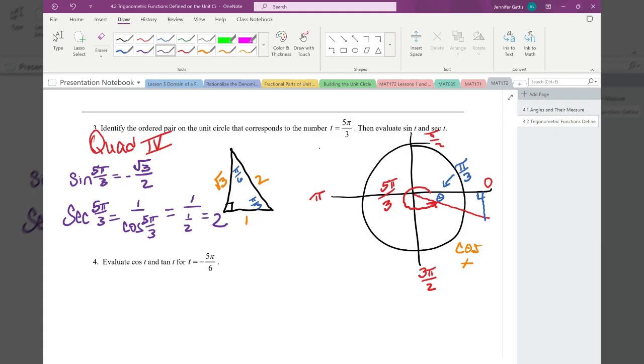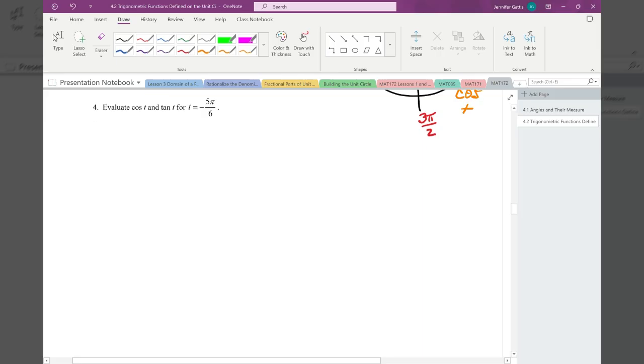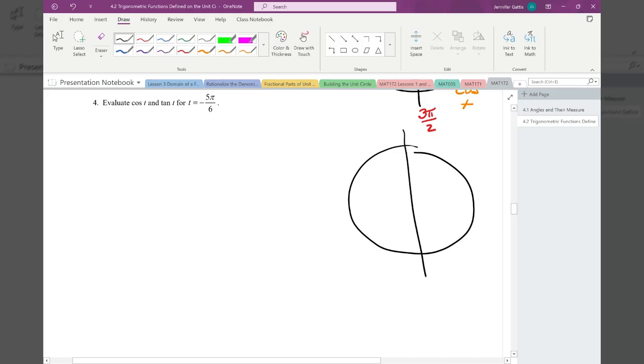Now let's take a look at negative 5 pi over 6. So again, we need to determine where negative 5 pi over 6 is. And recall, if we have a negative angle, we're going clockwise. So we have 0, we have negative pi over 2, we have negative pi, and we have negative 3 pi over 2. So negative 5 pi over 6 is almost before we get to pi. So going this way, that is our negative 5 pi over 6.